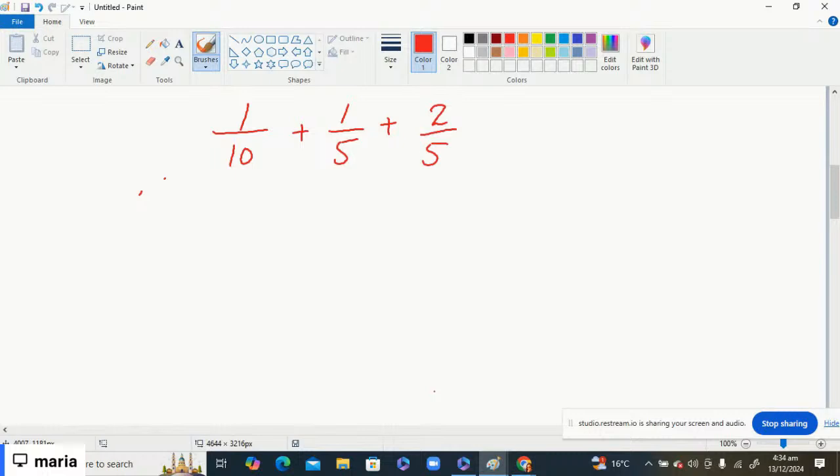So 1/10 is the same. 1/5 is multiplied with the 2. What's the answer? 2/10. And then 2/5 is multiplied with the 2. That is 4/10. Okay. Then you guys just put only one denominator and add their numerators.